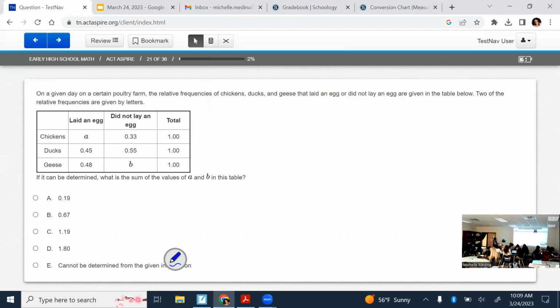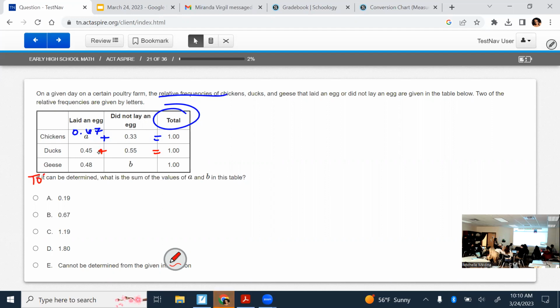So for these frequency tables, they always have a total column. And for relative frequencies, that total column should measure to 1. Okay, so we're saying that of the chickens total that were there, A of them laid an egg, 0.33 of them did not lay an egg, for a total of what? So what would A have to be in order to give it a total of 1? 0.67. All right, so yeah, these rows should add up to this total column for that row.